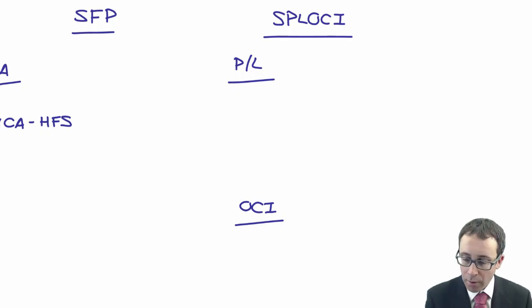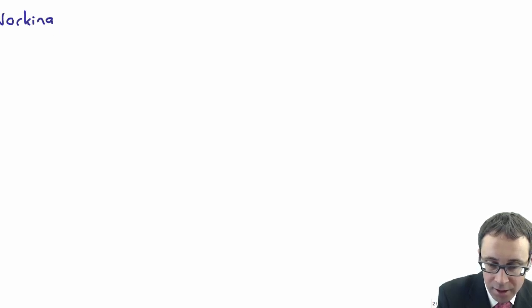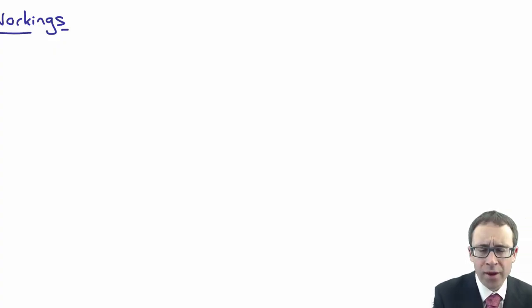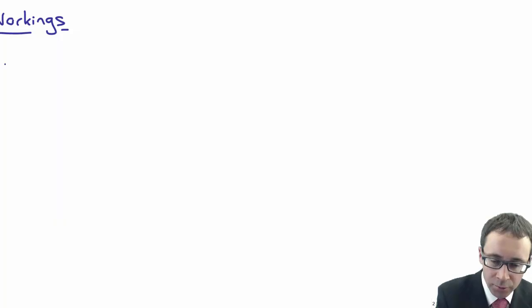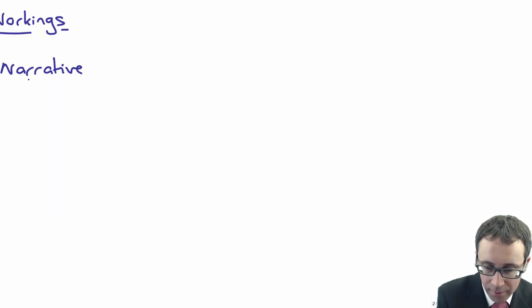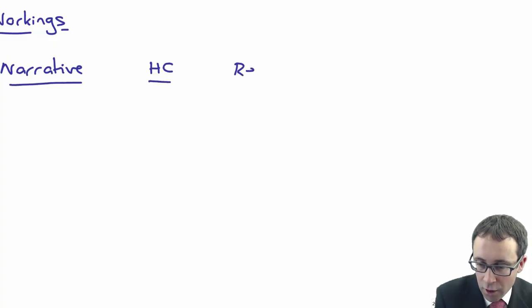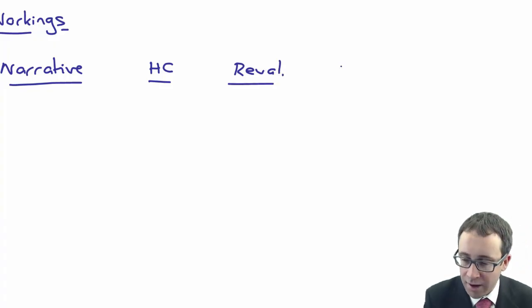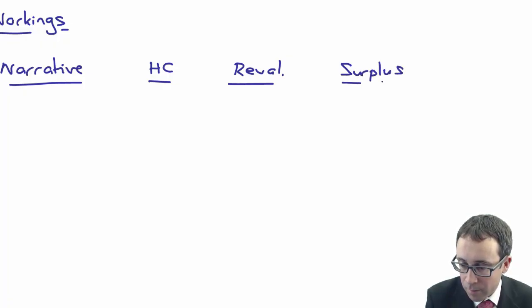Okay. So what we're going to have to do is a working to work it all through. So head up a page of paper, it has your workings. And what we're going to go through and do there, as we've got an asset under the revaluation model, is put in our standard pro forma for our revaluation. So that's 4 columns. You have the narrative column, the historic cost, the revaluation, and the surplus column.